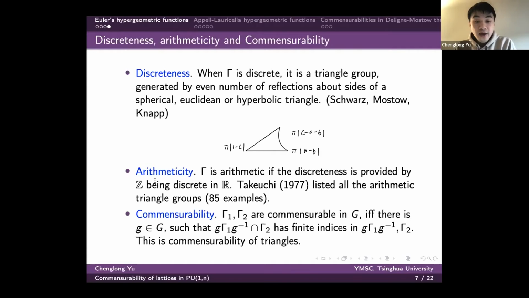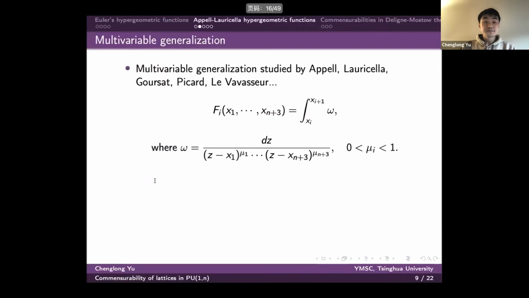The commensurability for triangle groups is very simple. It's related to the geometry of the triangles. If you can have a tiling of a large triangle with some smaller triangles, then we can prove that those two groups are commensurable. If the two triangles are related in this way, then we say they are commensurable, and it's equivalent to the commensurability of the triangle groups. So actually we can solve it. In Takeuchi's paper, he also listed all the commensurability classes for arithmetic triangle groups. So that's the classical theory.